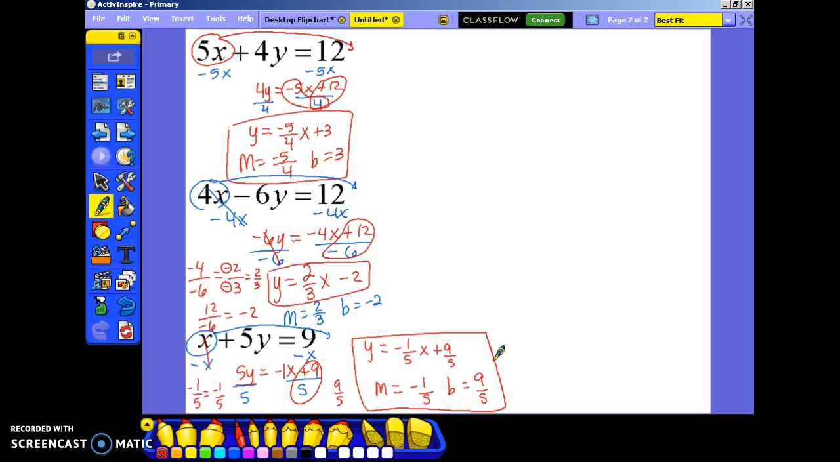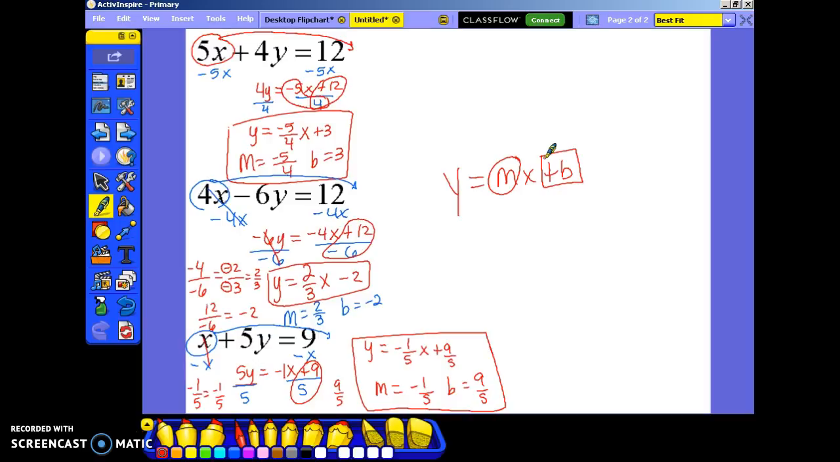Hopefully this video will help you understand how to isolate the y variable so that you can have your equation in slope-intercept form. Once you understand how to put an equation in slope-intercept form, it should be very easy to identify that your slope is the number in front of the x and your y-intercept is the number at the end, the number that is by itself.